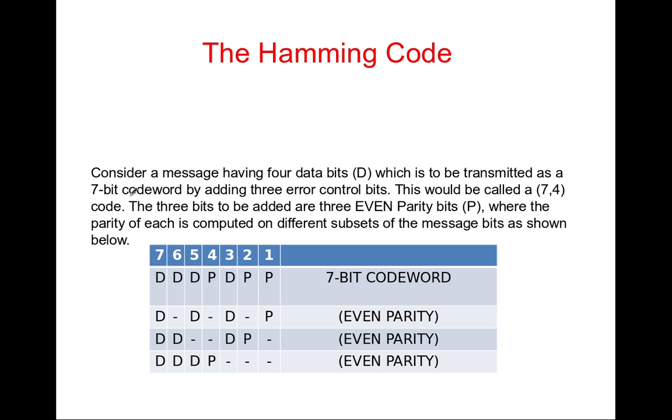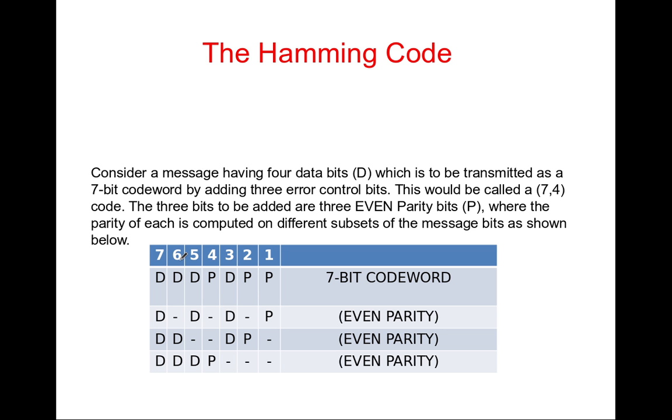Now we consider a shorter example. Here the message will have m data bits, 4, and that will be transmitted as a 7-bit code. N is 7. Obviously, there will be 3 error control bits. And how these 3 bits are to be put, we'll see with this example.